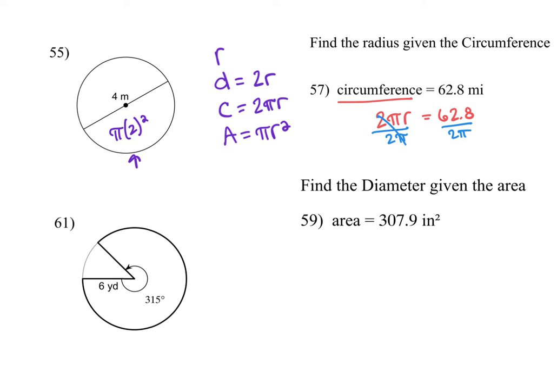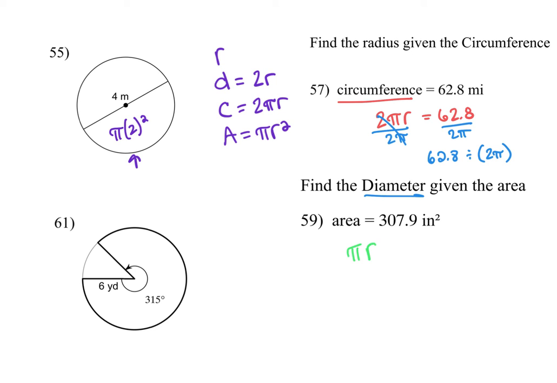And you can do that in your calculator. 62.8 divided by 2 pi. Make sure you use parentheses there. It'll multiply at the end. All right. If they want the diameter, so you're going to have it as a kind of a chart.